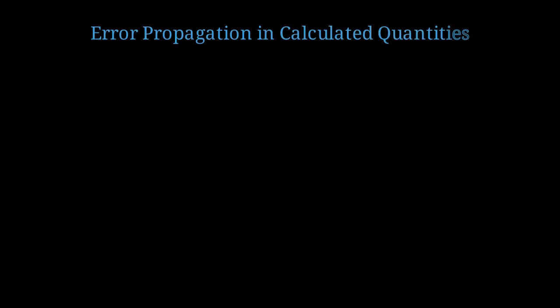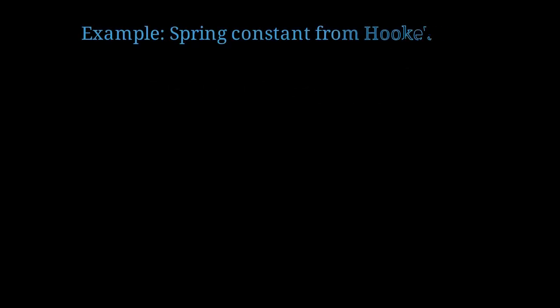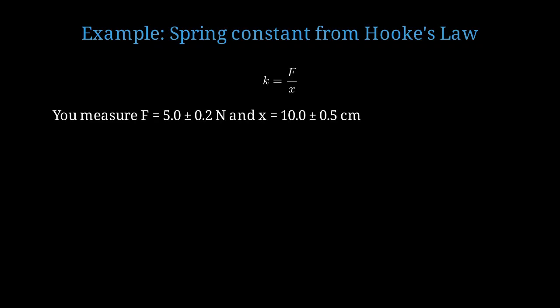When you calculate a quantity from multiple measurements, you need to propagate the errors. This is crucial for derived quantities. If y is a function of several measured variables x1, x2, and so on, then the uncertainty in y involves partial derivatives and the uncertainties of each input variable. Let's see a concrete example. You measure spring constant using Hooke's law, k equals F over x. The spring constant k equals force F divided by extension x. Suppose you measure force as 5.0 plus or minus 0.2 newtons and extension as 10.0 plus or minus 0.5 centimeters.